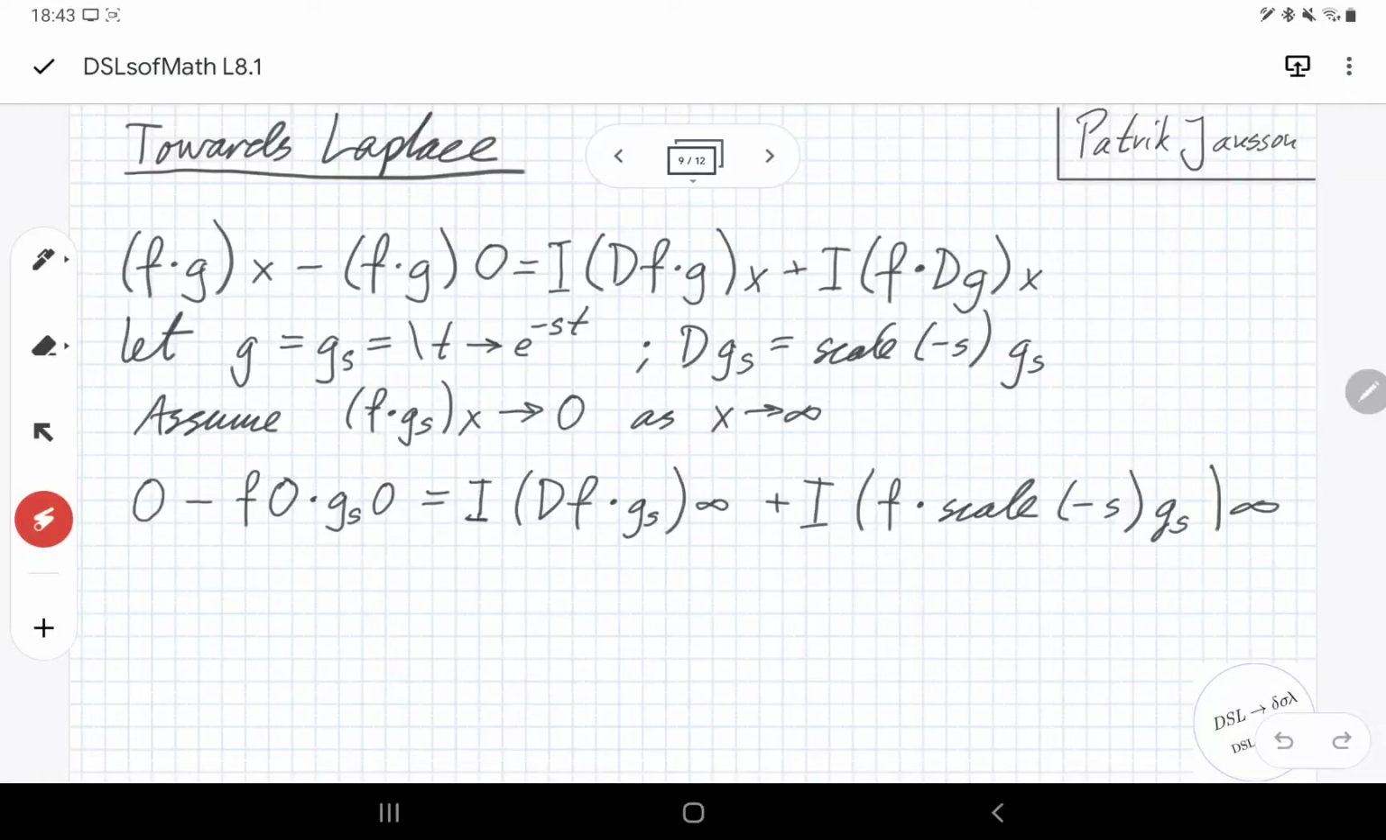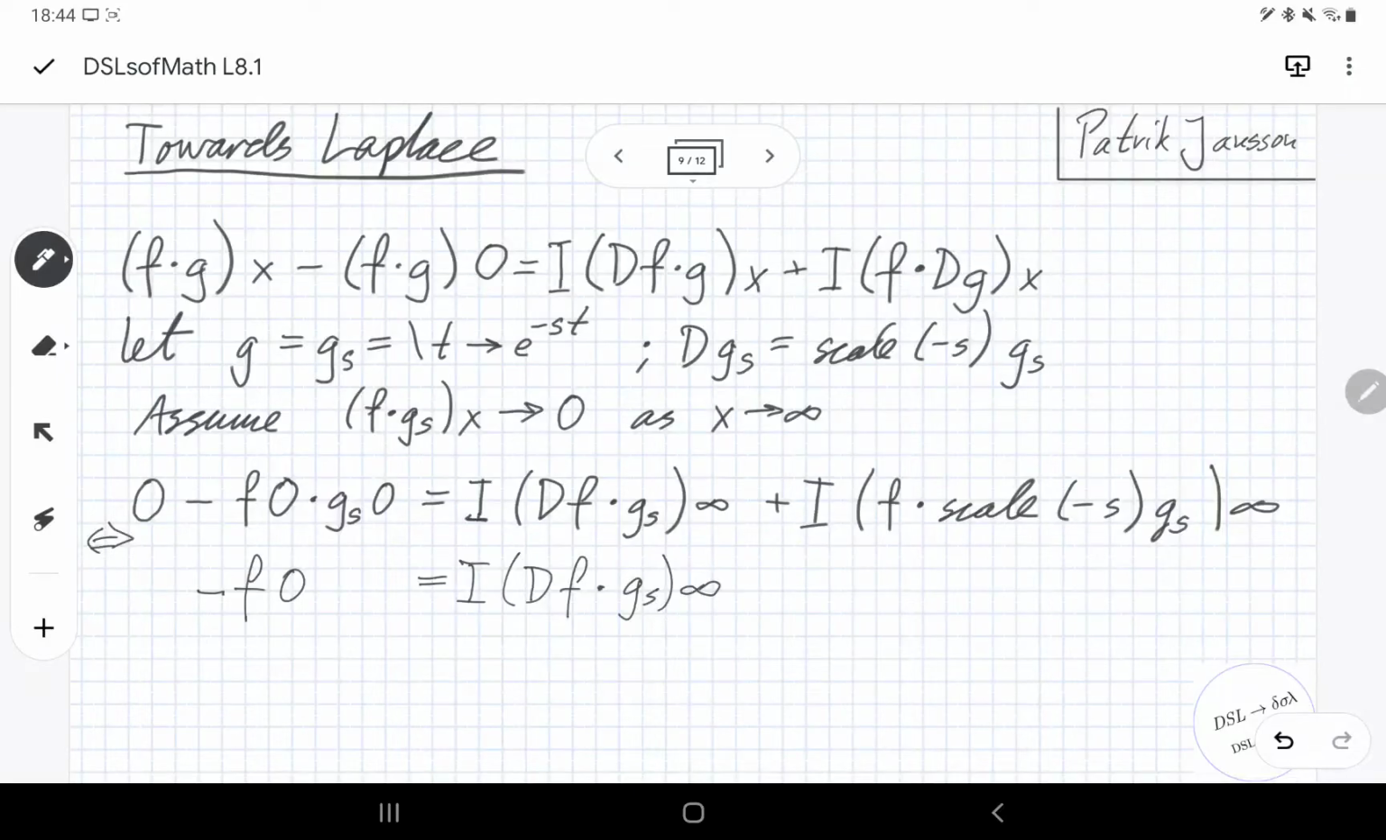Okay, now I can simplify this a little further. So I will rewrite this equation. This is equivalent to: 0 disappears, and gs of 0 we computed, that's always 1. This is actually just minus f of 0. And then on the right hand side, I still have this integral expression, the integral of df composed with gs at infinity.